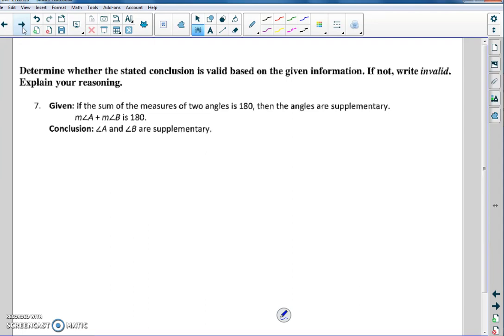Let's look at number 7. They give me that the sum of the measures of two angles is 180 degrees. Then the angles are supplementary. Is that true or false? It's true. We know by definition, if the sum of the measures is 180 degrees, then the angles are supplementary. So if they give me at the very beginning, measure of angle A plus measure of angle B equals 180, what can I say about A and B? That they're supplementary. So this is actually a valid statement. The fact that A and B are supplementary follows from knowing that the sum of those angles is 180.